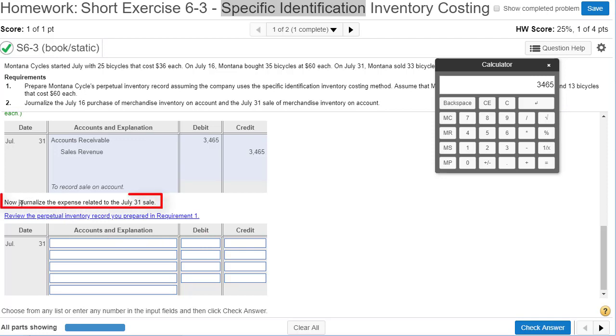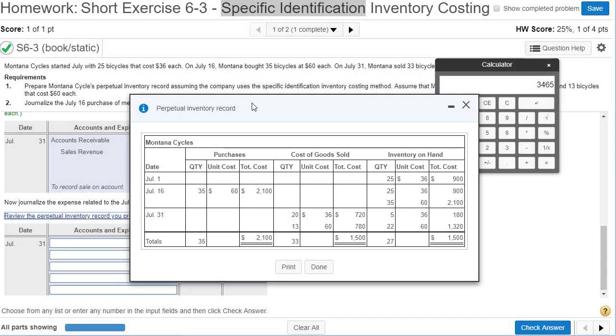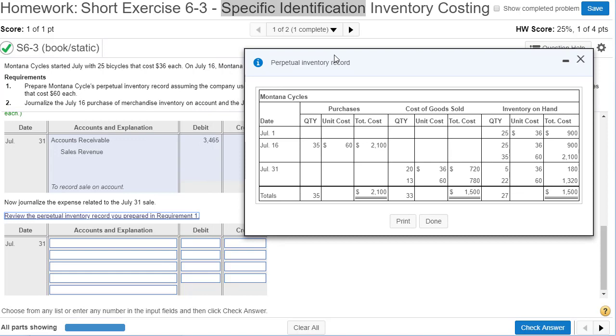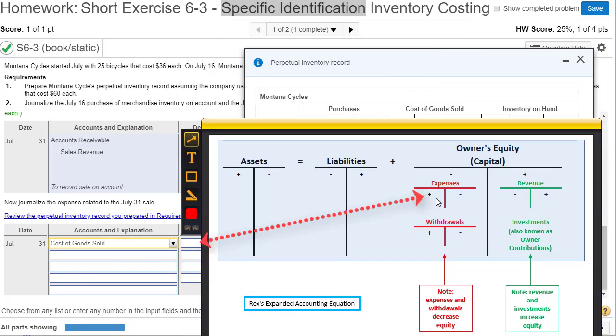And now, journalize the expense related to the July 31st sale. Review the perpetual inventory record you prepared in requirement 1. So if this is not a test, then MyAccountingLab lets you click here so you can see our inventory record. If this was a test, you'd have to scroll up. So now we need to record the expense related to the sale. So when we have a sale of an inventory item, what is that expense called? Cost of goods sold. And remember, since cost of goods sold is an expense, this expense is increasing, which is why we're using the debit side.